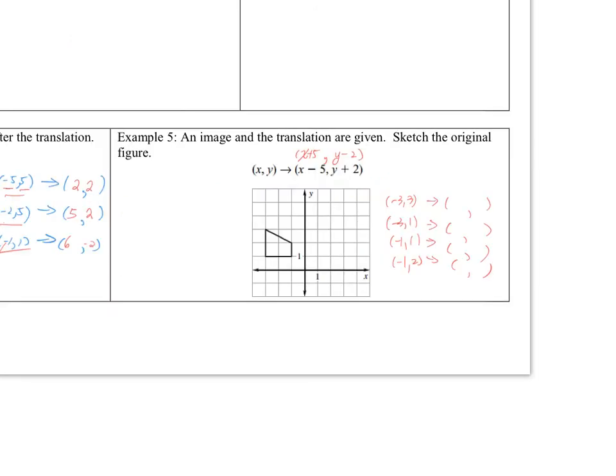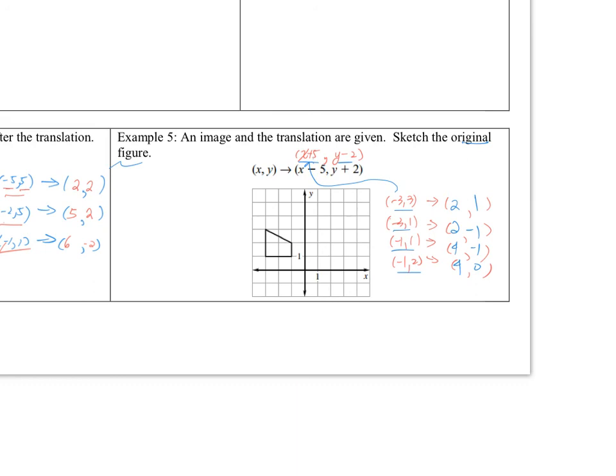Okay, example 5 wants you to do the exact opposite of example 4. We want to sketch the original figure, so I need to reverse all of these. I've already listed all the points of the image that was already translated, so I just need to find the original points here. Negative 3 plus 5 is 2. 3 minus 2 is 1. Negative 3 plus 5 is 2. 1 minus 2 is negative 1. Then 4, negative 1, and 4 again. 2 minus 2 is 0. So now I can sketch the original image.